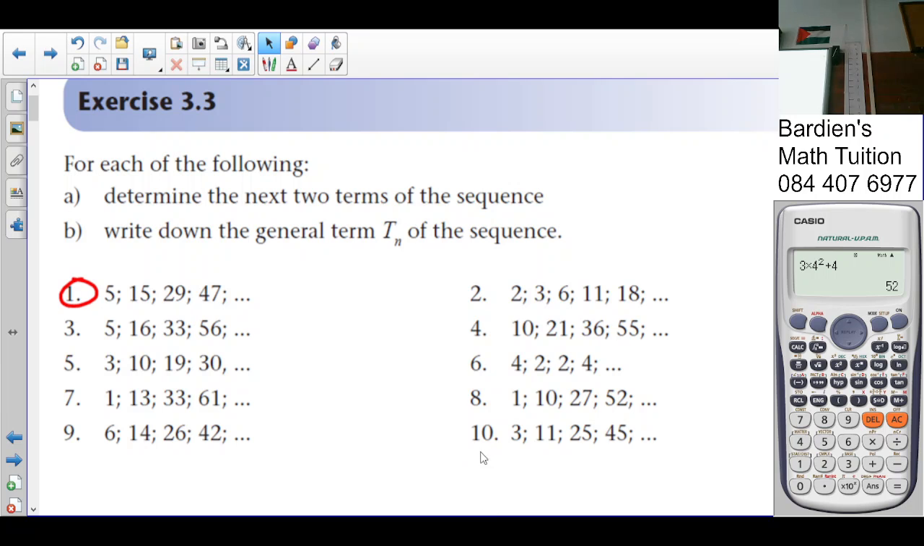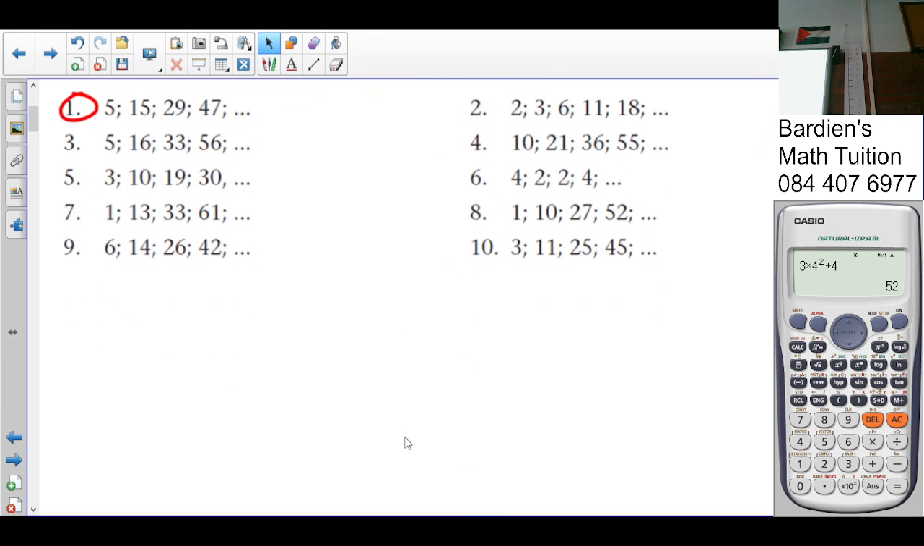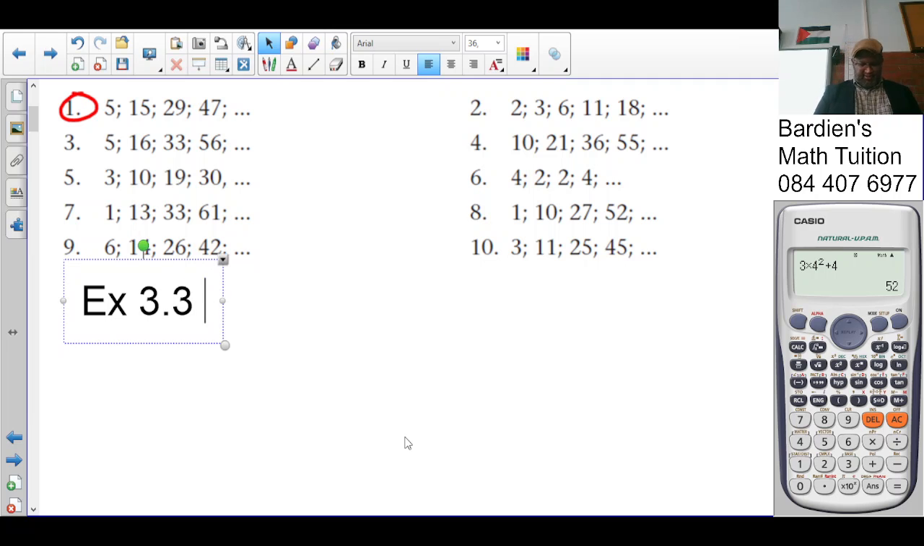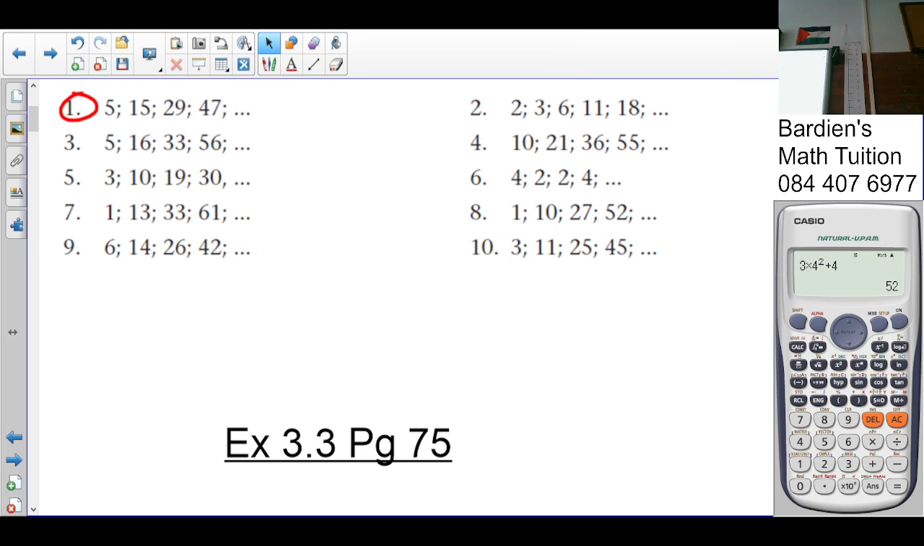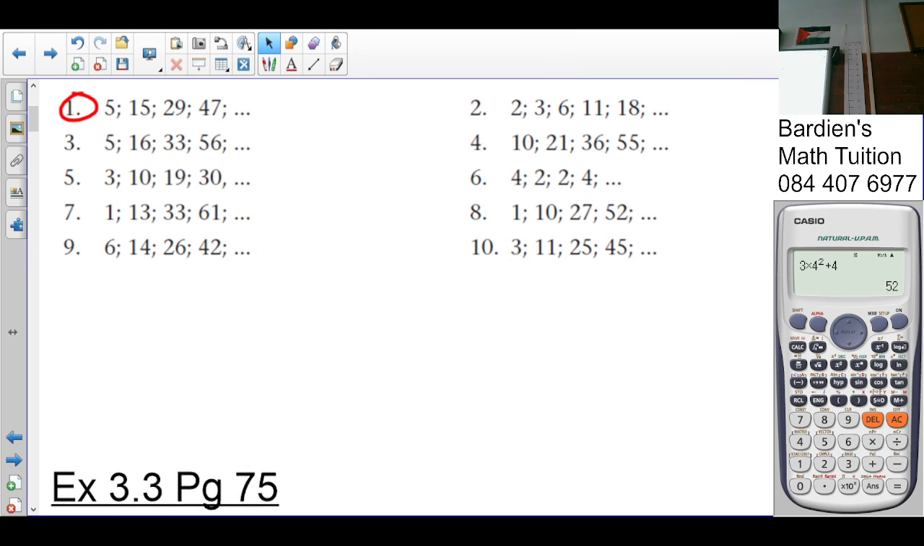Alright. So this is exercise 3.3. And this on page, sorry, see not charging again, page 75. Right, let's go with number 1.